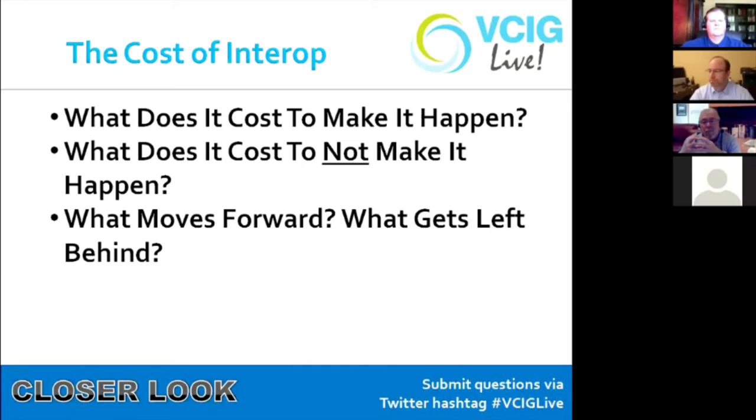So let's go to that third question then. If we're trying to create interop, what moves forward? What gets left behind? If we're going to accept a standard that doesn't include certain kinds of capabilities, certain kinds of experiences, do we just say, well, I'll keep this at a C level, but internally here within Chevron, we'll make it an A level? What moves forward? What gets left behind, Joe?